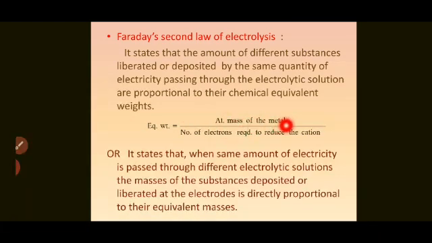That is atomic mass of the metal divided by number of electrons required to reduce the cation, means to convert it into cation. Suppose Na gives Na plus by losing 1 electron. So here atomic mass of the metal sodium is 23 divided by number of electrons required, which is 1. So what is the equivalent weight? 23. So this is how they are proportional to their chemical equivalent weights.